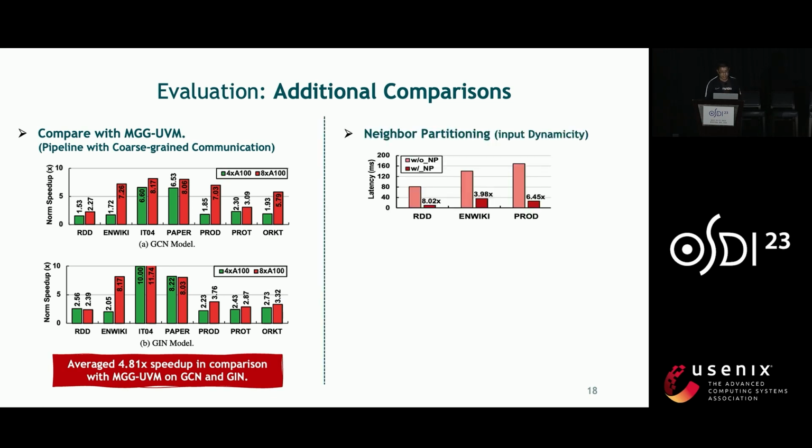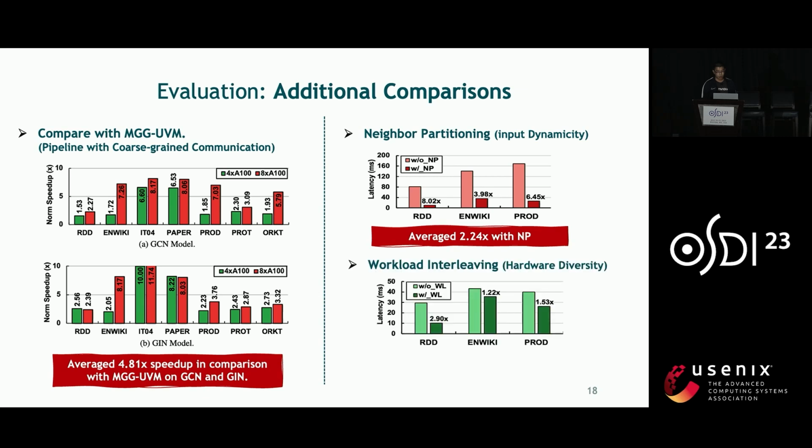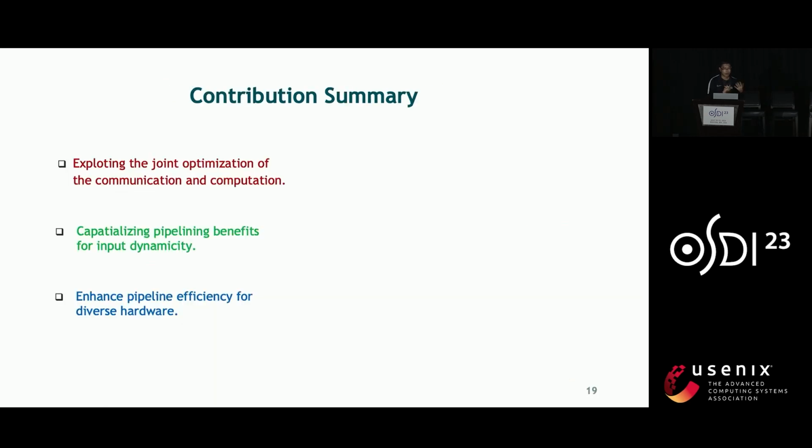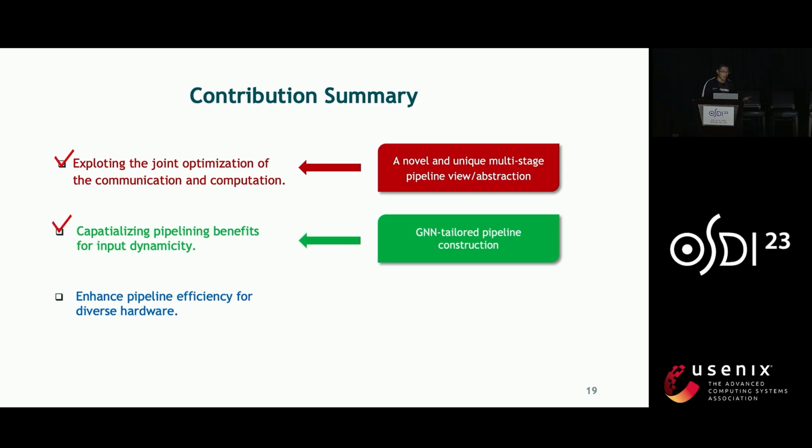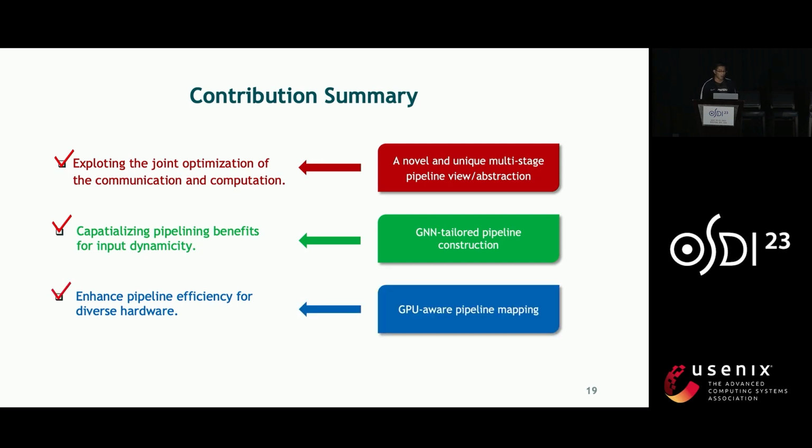Our additional analysis covers the label partitioning, which demonstrates that our optimization can offer a 2 times speedup, and also the workload interleaving to address the hardware diversity, which achieves a 1.8 times speedup. In summary, our key focus and our key contributions can be illustrated in this way. Firstly, we exploit the joint optimization of the communication and computation through our novel and unique multi-stage pipeline for the multi-GPU workload. Secondly, we capitalize on the pipeline benefits for input dynamicity through our GNN-tailored pipeline construction. And finally, we enhance our pipeline efficiency for diverse hardware through our GPU-aware pipeline mapping.